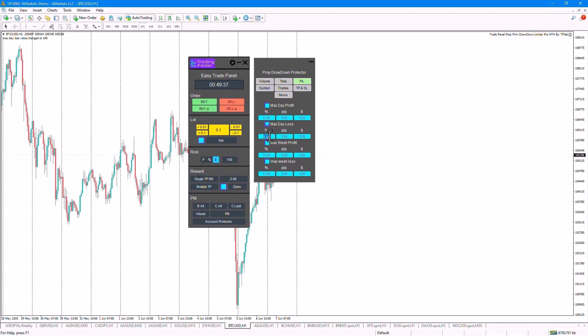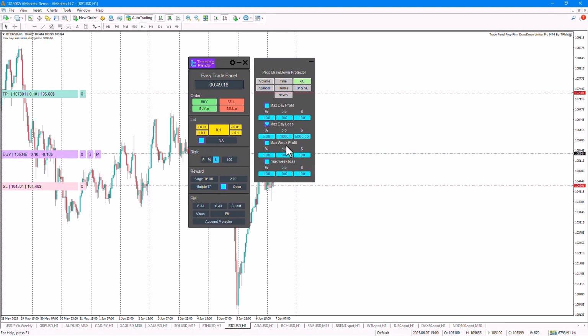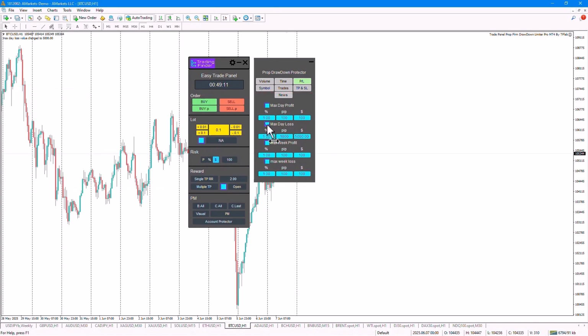I set the maximum daily loss balance based on percentage to 5%. Set the points to 1000 points, and set the dollar amount of my loss to $5,000. After that, I enter a trade, and it easily allows me to enter a trade in this section. We can set the daily profit target and the weekly loss limit in exactly the same way.